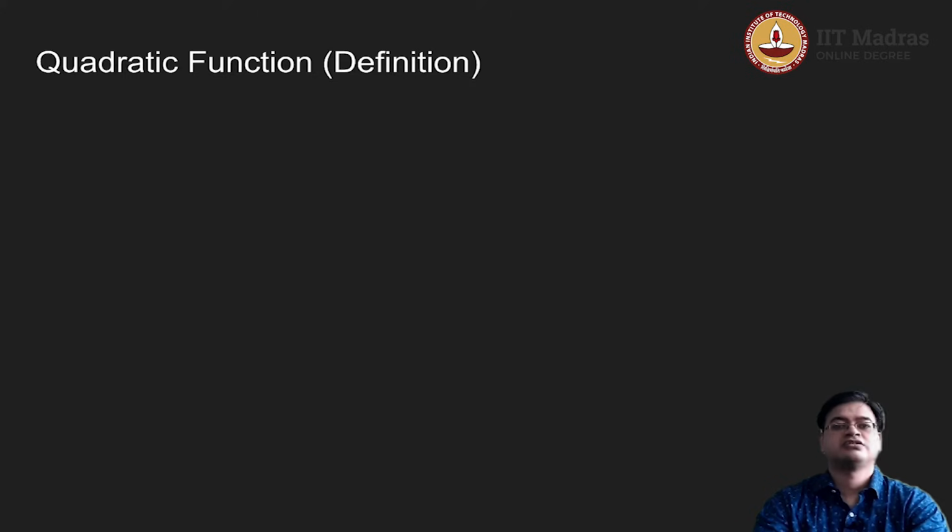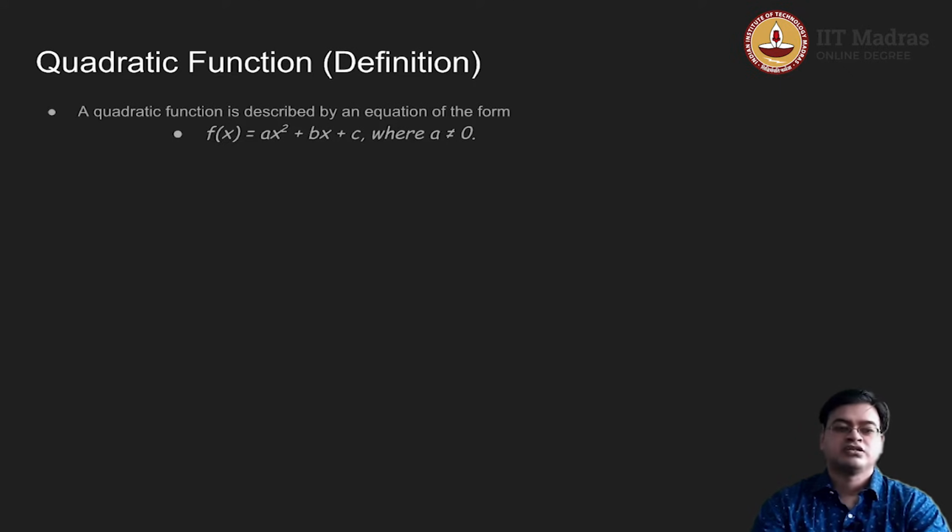The first question is, how will I define quadratic functions? The answer to this question is given in this slide. A quadratic function is described by an equation of the form f(x) is equal to ax square plus bx plus c, where a is not equal to 0. a not equal to 0 is a crucial condition. Why? If a is equal to 0, it simply reduces to a linear function.